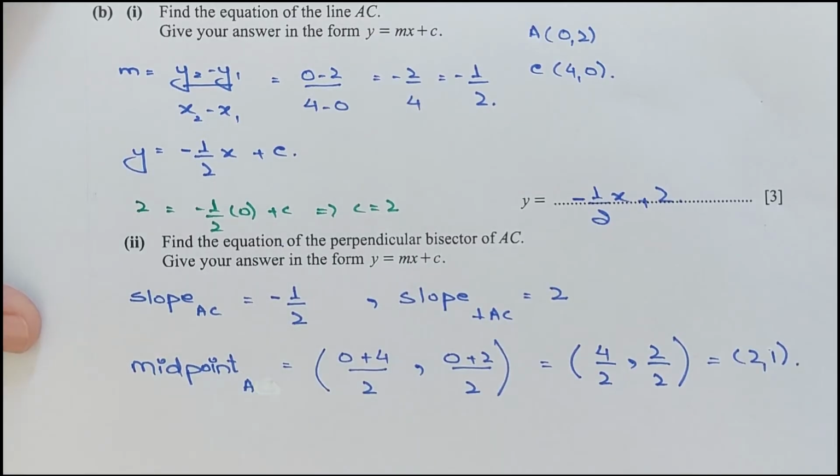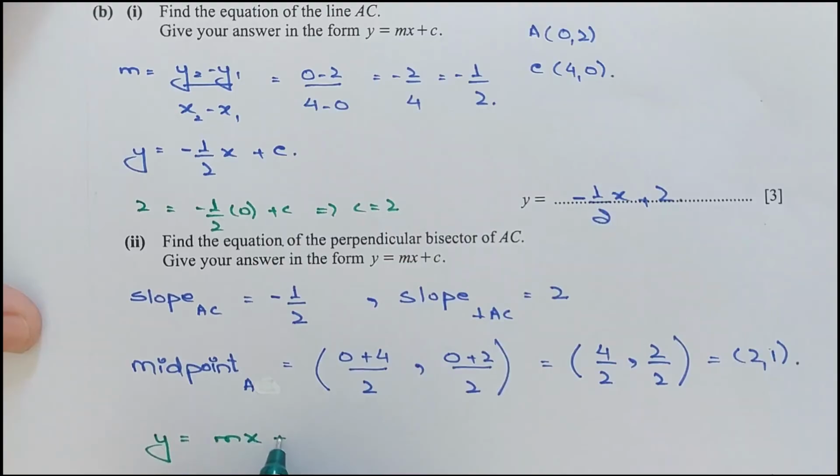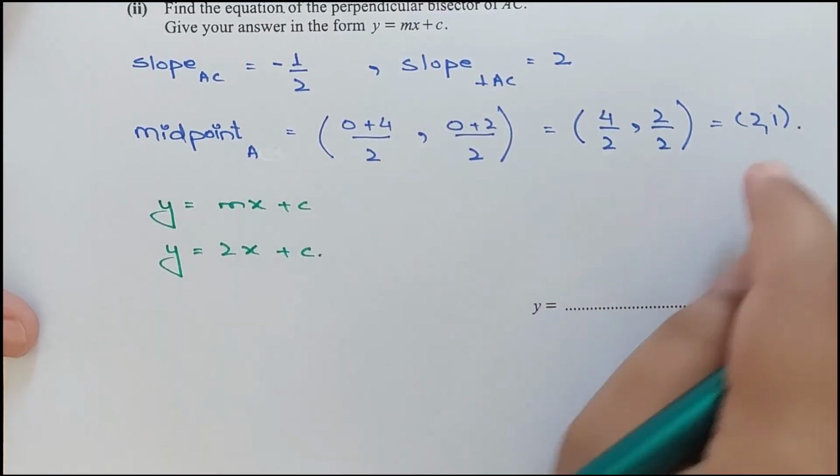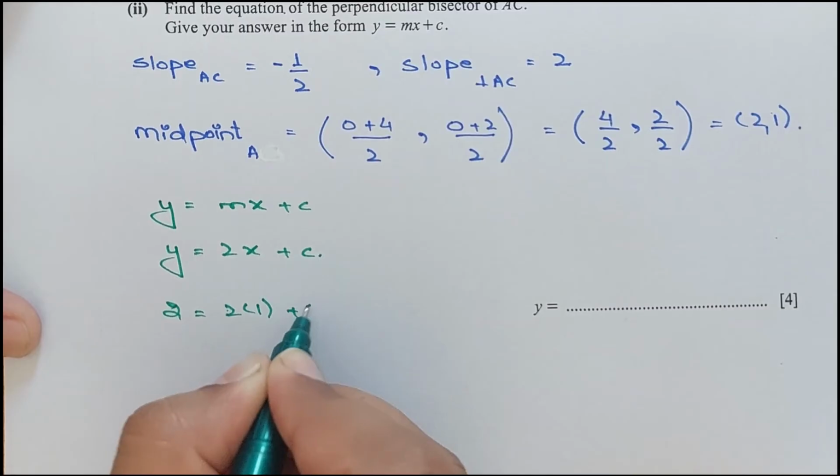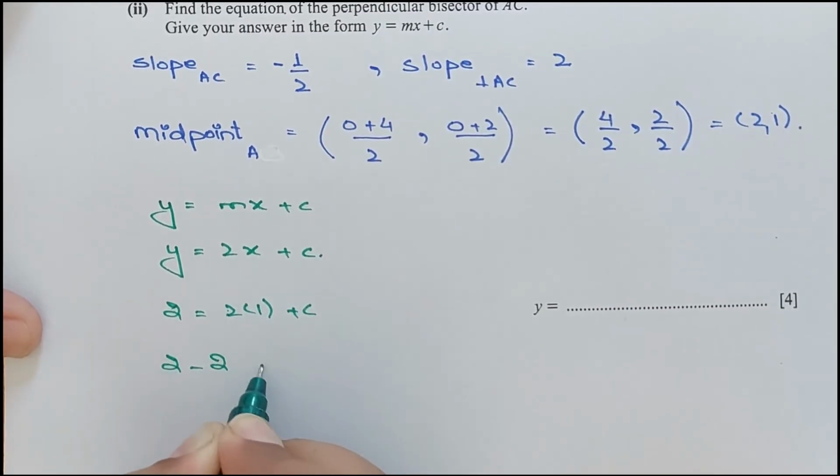Now the equation of the line, we have y equals mx plus c. y equals, m is 2, 2x plus c. To get the value of c, we have to plug in the point. y is 2 and x is 1. 2 into 1 plus c. So 2 minus 2, this would be equal to c. 0 is the c value.